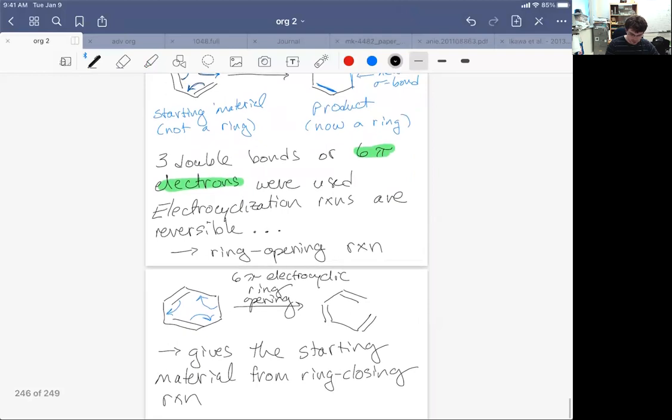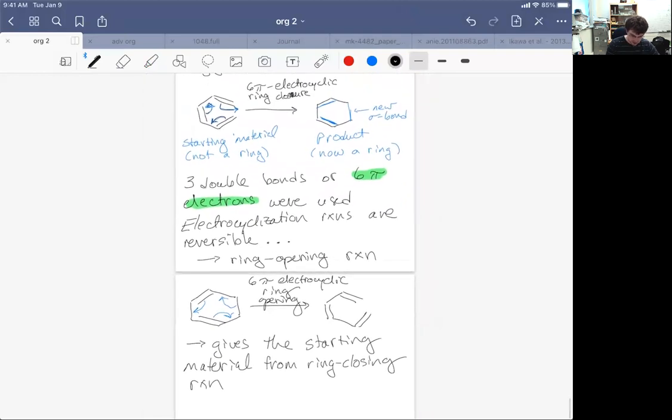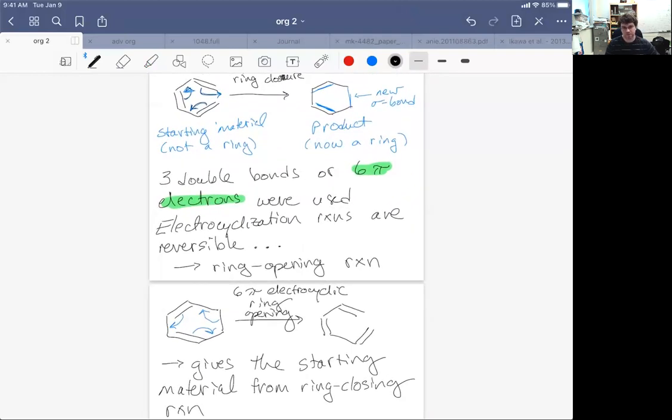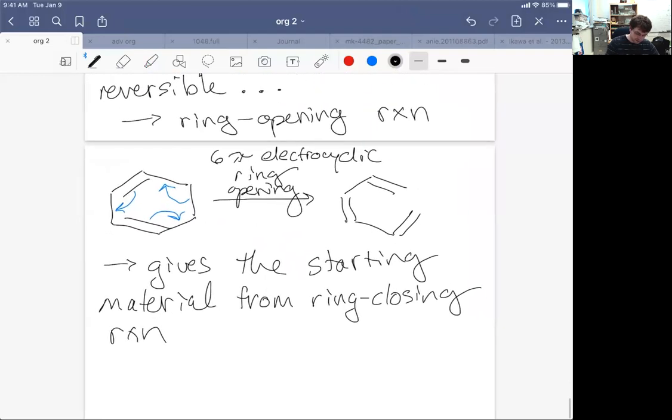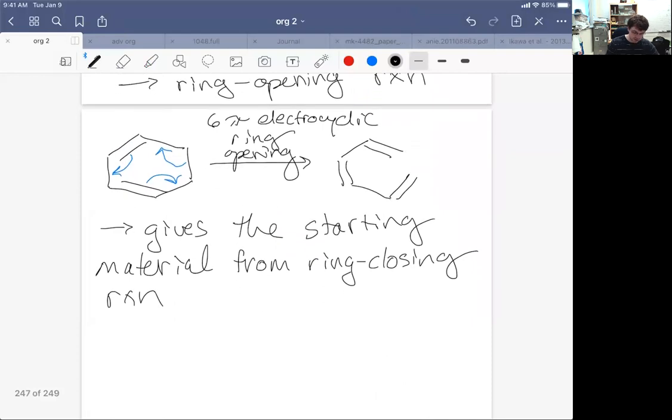Okay, so these two systems are related to each other by way of just reversibility and equilibrium. So we could have a 6 pi electrocyclic ring opening and a 6 pi electrocyclic ring closing reaction. I'm going to stop saying closure. Okay, let's go ahead and just outline this a little bit and describe what kind of reagents can cause this reaction to occur.